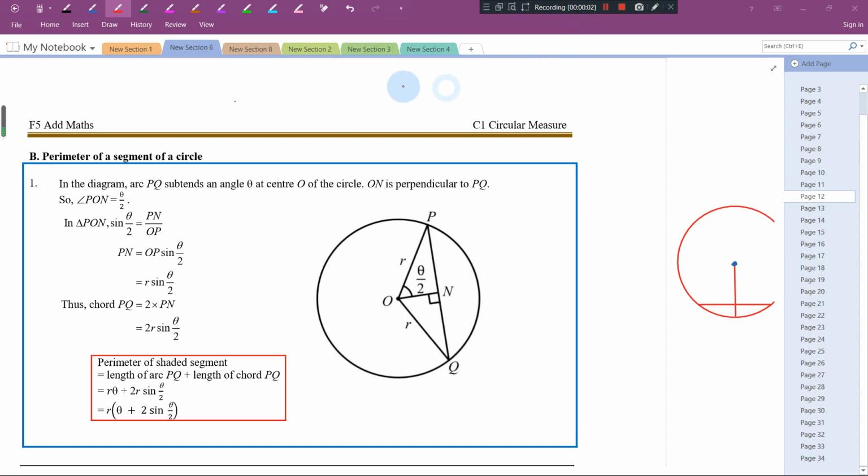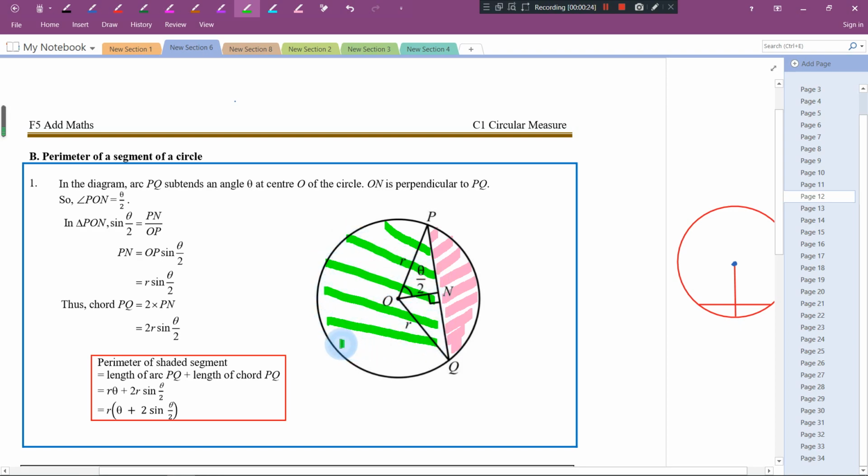Hi everybody, in this video let's learn how to find the perimeters of a segment of a circle. I have a circle over here. This is the minor segment, which is less than half. And this part is the major segment, which is more than half. Major segment, minor segment. If the question asks us to find the perimeter of a segment, how do we find that? Let's focus on this minor segment here.